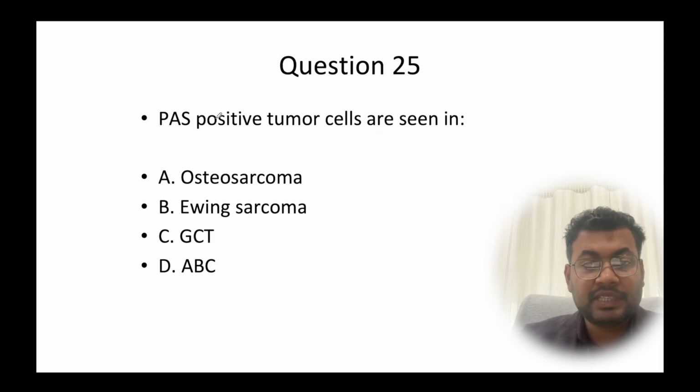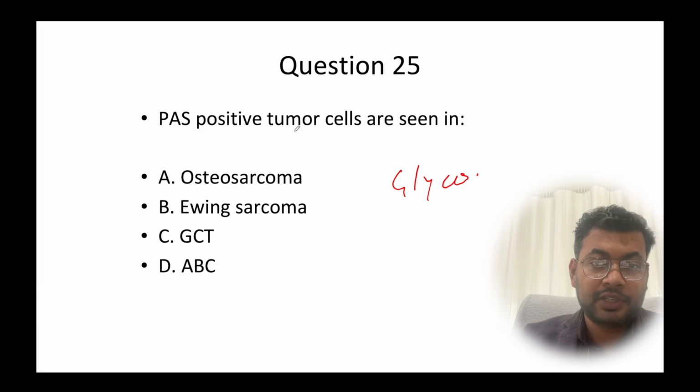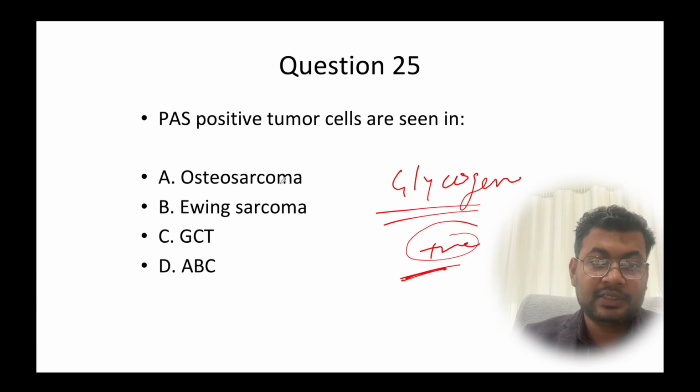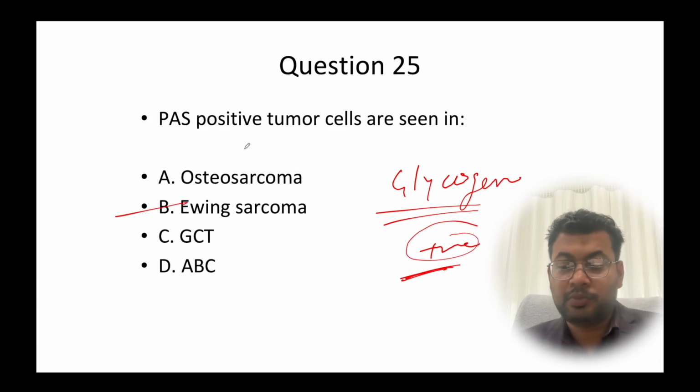PAS positive tumor cells are seen in: so again, PAS positive is seen in which tumor? The tumor cells which contain glycogen will be PAS positive, and the answer is B, Ewing sarcoma.